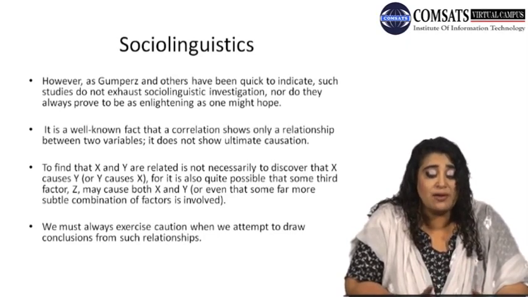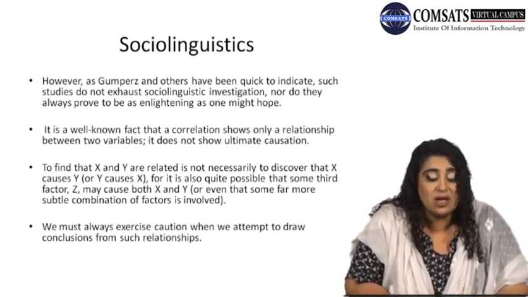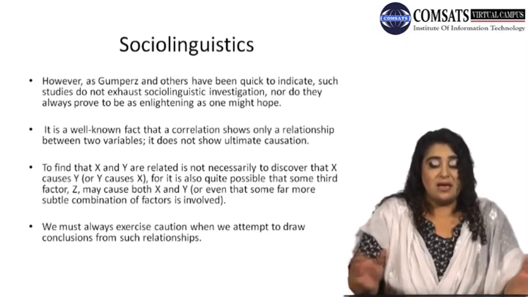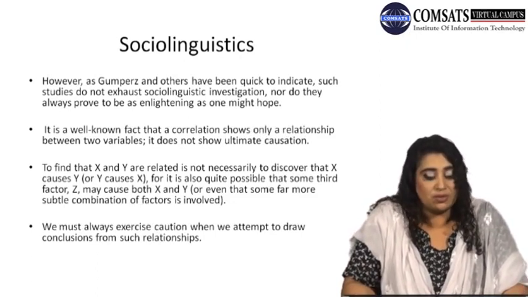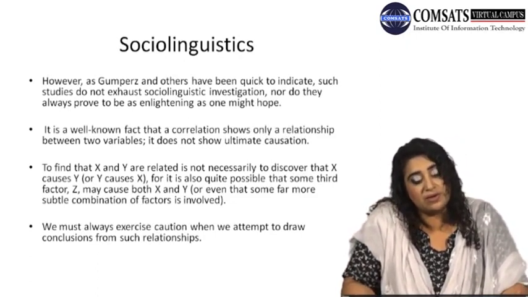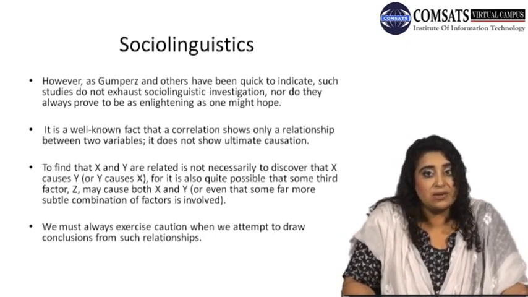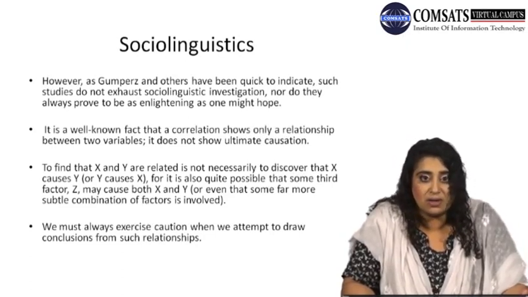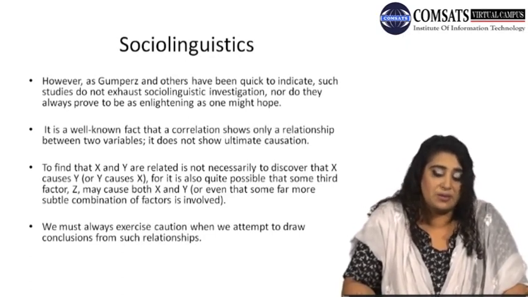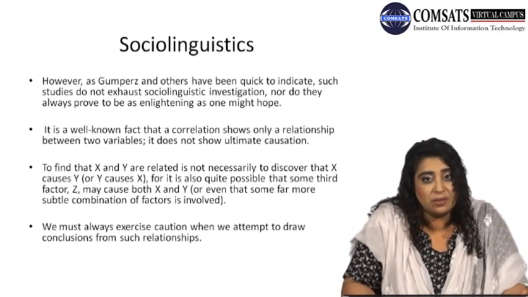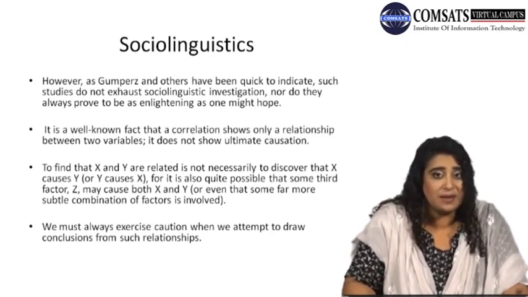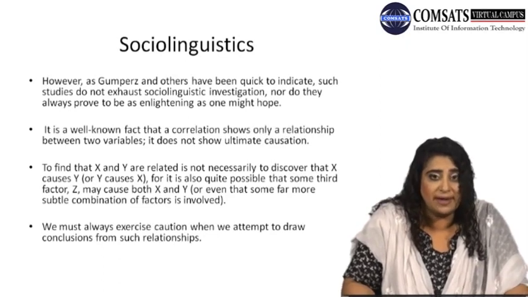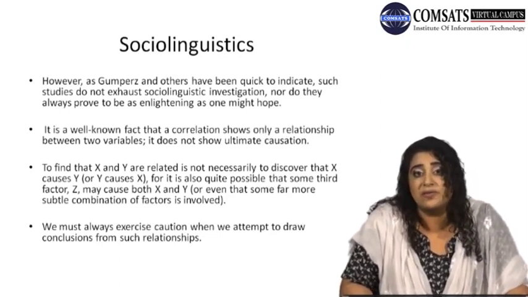Now, to find that X and Y are related is not necessarily to discover that X causes Y or Y causes X. Say X is society and Y is language. In sociolinguistics, what they're trying to discover is not that society would cause language or language would cause society. Neither of them necessarily influences the other in that way, but they do have a relationship. So X wouldn't be the cause of Y. That means society can't be the cause of creating language, and language can't be the cause of creating rules in society.